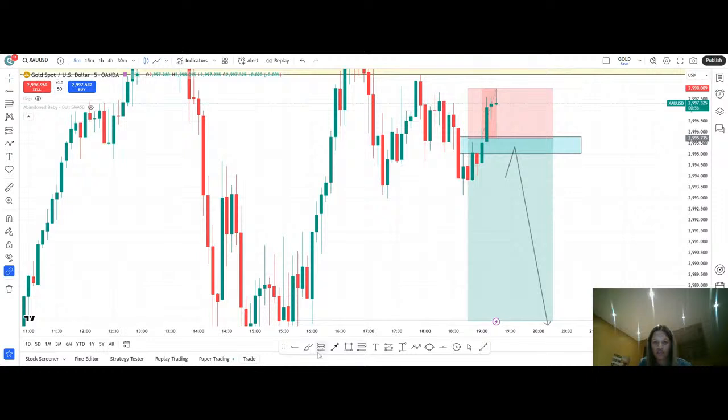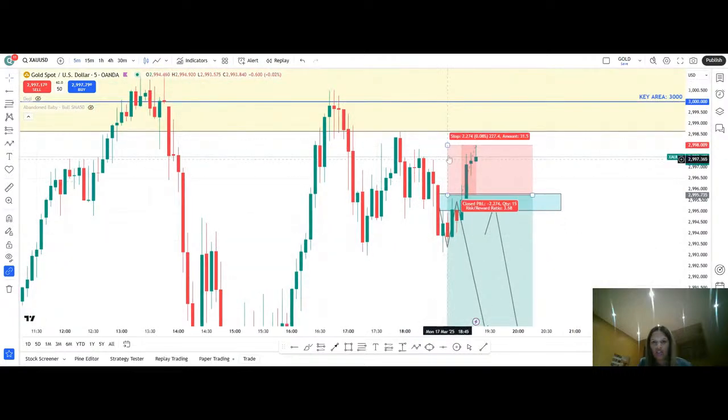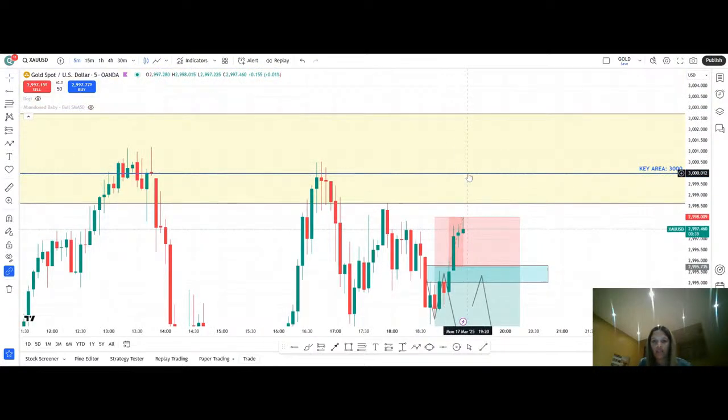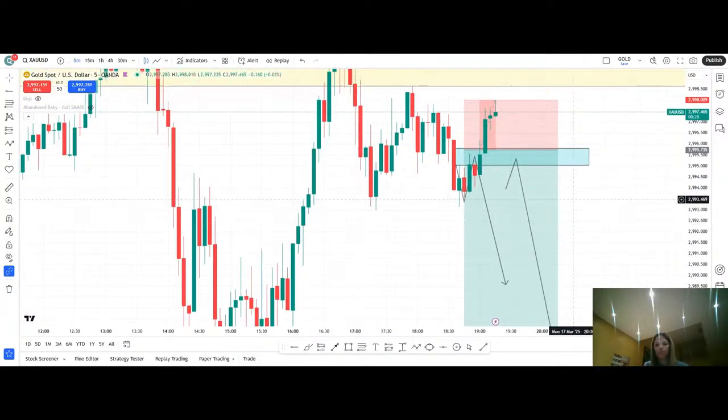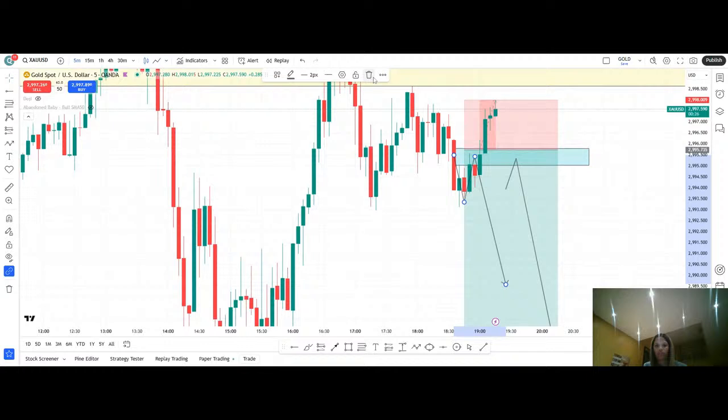This was actually where the zone became invalid, because this candle moved and closed above. I was waiting for price to break and retest there and then continue down. It closed above here. However, it's retesting these wicks. If it closes above these wicks now, it's definitely continuing up. Do I think it will go further than 3,000? I don't think so. I just think it wants to come and retest the 3,000 level and then drop. But yeah, let's see what's going to happen.